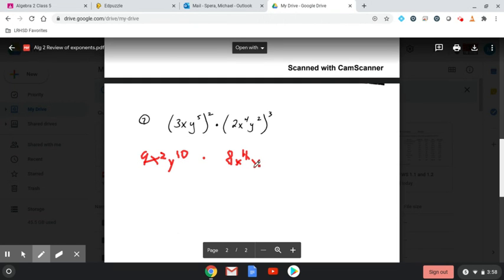So guys, that 4 is supposed to be a 12. All right, 4 times 3 is a 12. All right, 2 times 3 here. All right, 2 times 3 is 6. So it's y to the 6.